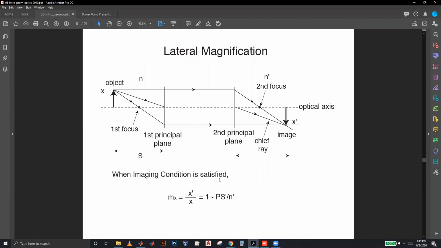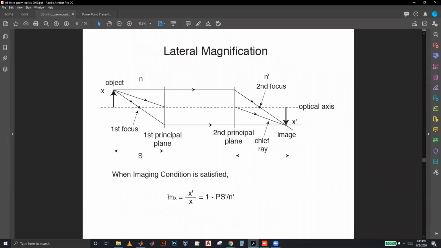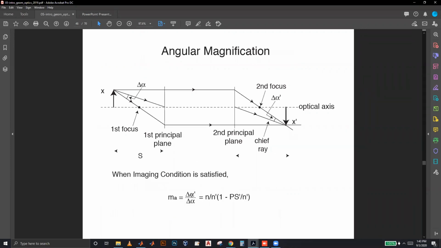A couple of things before I end for today. When the imaging condition is satisfied, that is when this is true, which means a proper image is formed, a sharp, good-looking image is formed. The magnification is basically your height of the image over the height of the object, which is equal to this term, which is the first term in this equation. The angular magnification, which is the angle of the image subtended with respect to the optical system to that of the object, is this term.